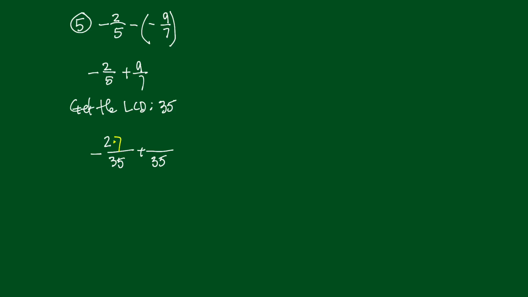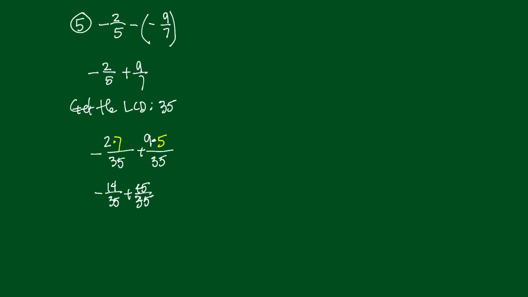And over here, how do I change the 9? 9 times what? Well, take the LCD and divide it by your number 7, right? So what did I multiply 7 by to get 35? Well, 35 divided by 7 is 5, so I must have multiplied this thing by 5. All right, so here's what we have now. We now have negative 14 over 35 plus 45 over 35.